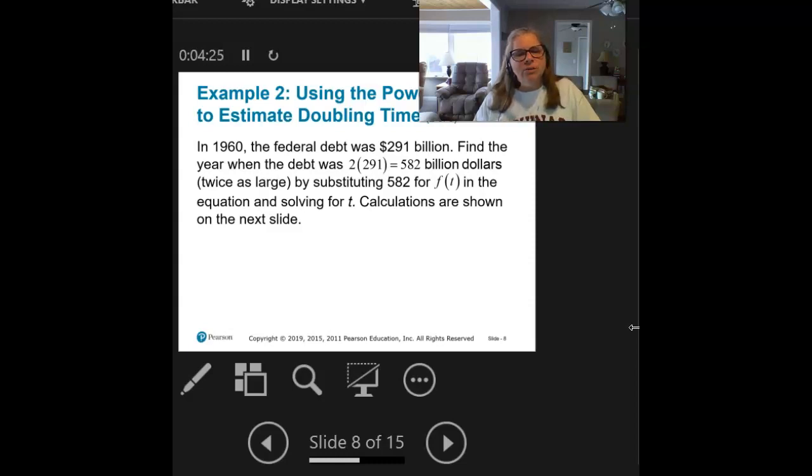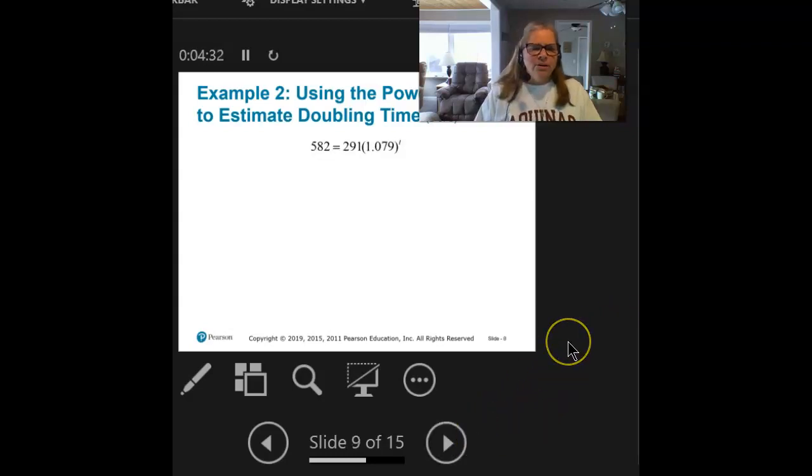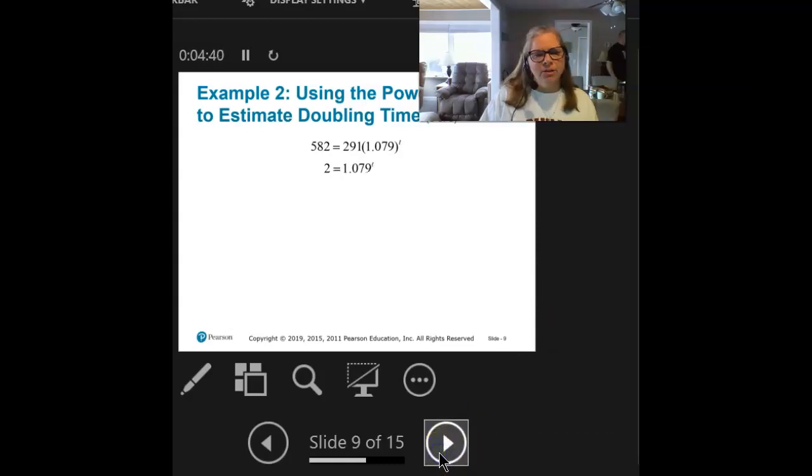So we are substituting 582 for the function of t and then solving. So 582 will equal 291 times 1.079 raised to the t. We divide each side by 291.